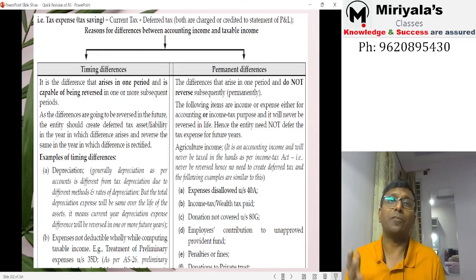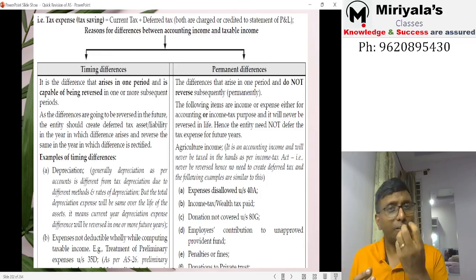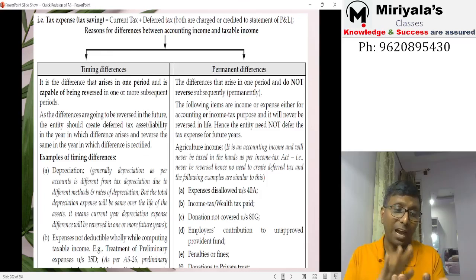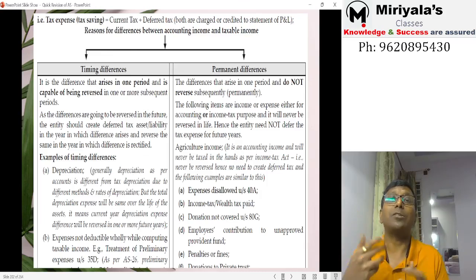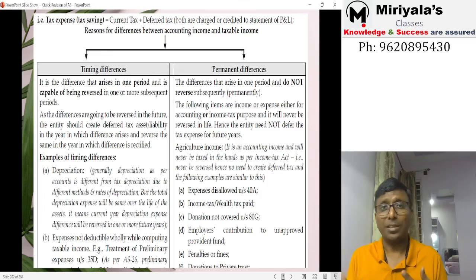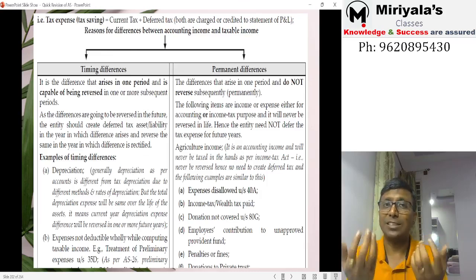What is a permanent difference? A permanent difference is a difference coming in one particular year which will never be capable of being reversed. Since it is never going to be reversed under the income tax, what is the point of recognizing deferred tax? For example, permanently disallowed expenditure, something like a penalty. Once it is disallowed, that's all.